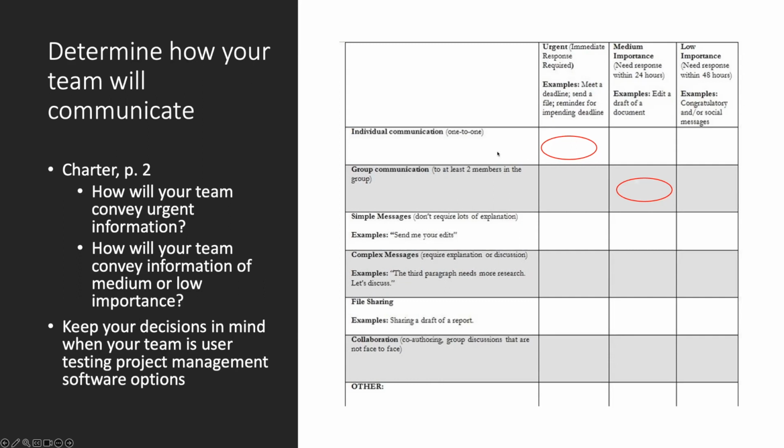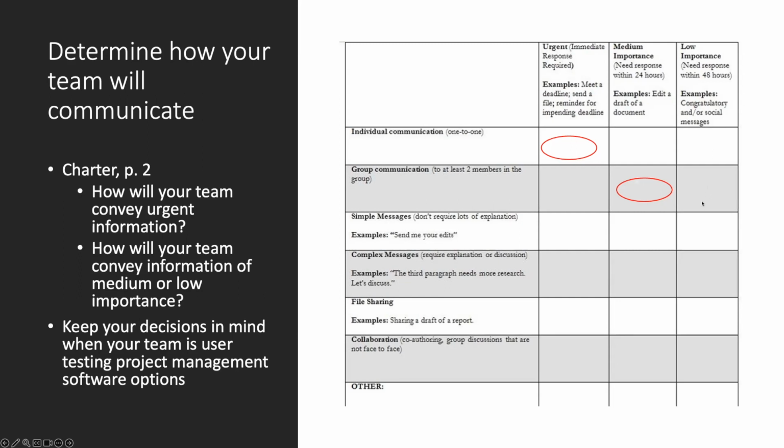Right? So for really urgent one-on-one communications, in these boxes we're going to put a specific communication medium. For example, if it's urgent and it's an individual communication, if it were my team, I would say text message followed by a phone call. If it's medium importance, I might say Microsoft Teams message followed by a text message. If it's low importance, I might say a Microsoft Teams message or an email. So we're really thinking about communication mediums, so that everybody's on the same page.